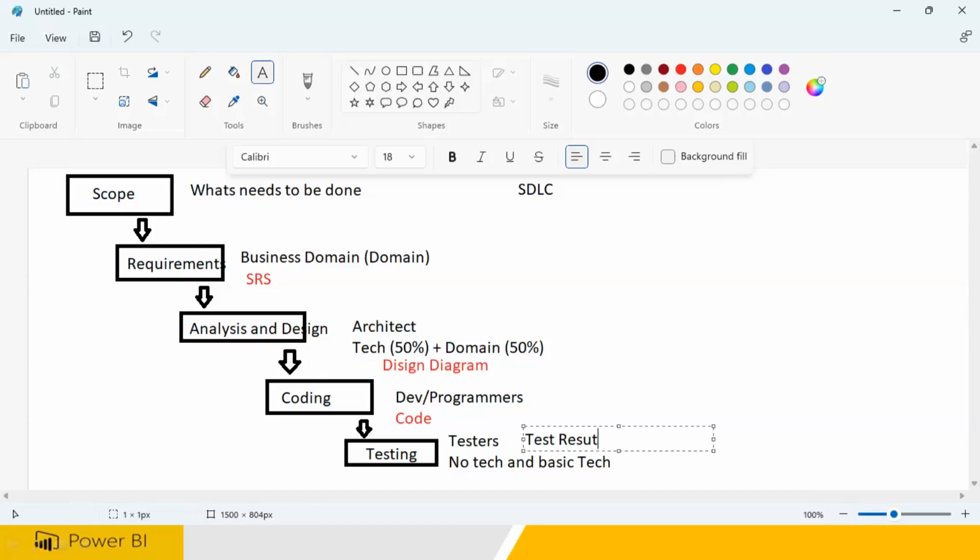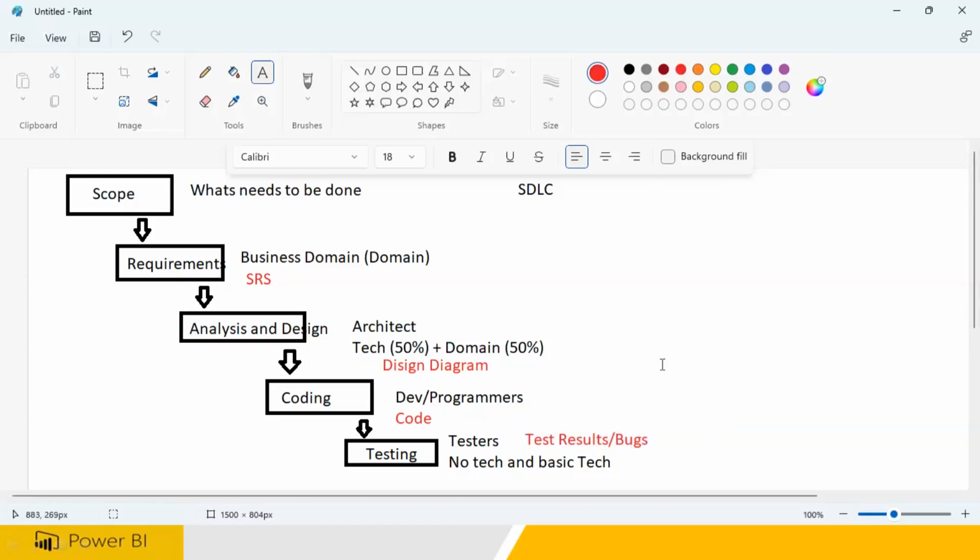I told you this is what is called a bug. All the bugs and everything they will be writing and releasing. This software has these many issues. This software is not working perfectly. According to the requirement document, it is not there. There is a mismatch.